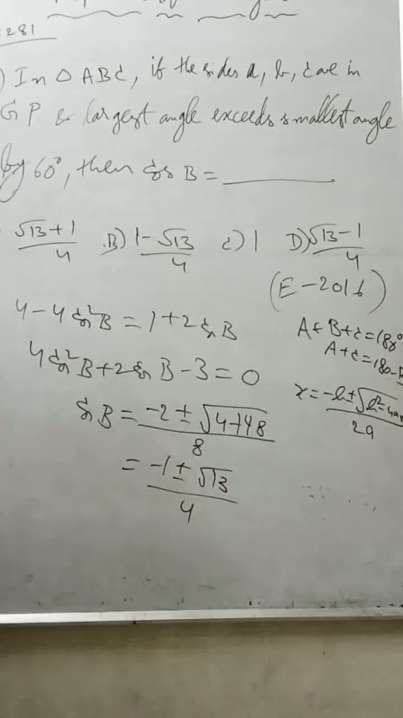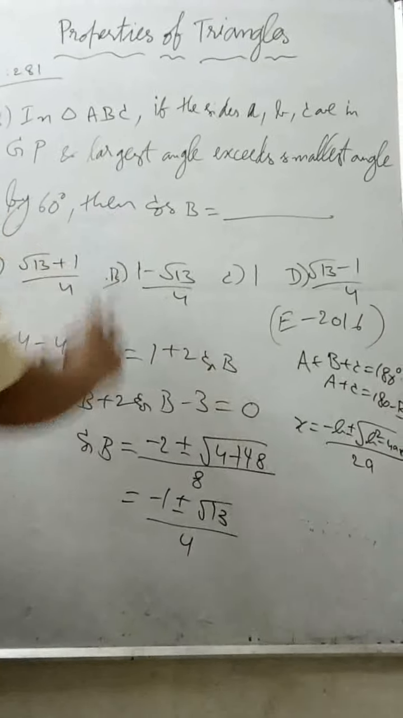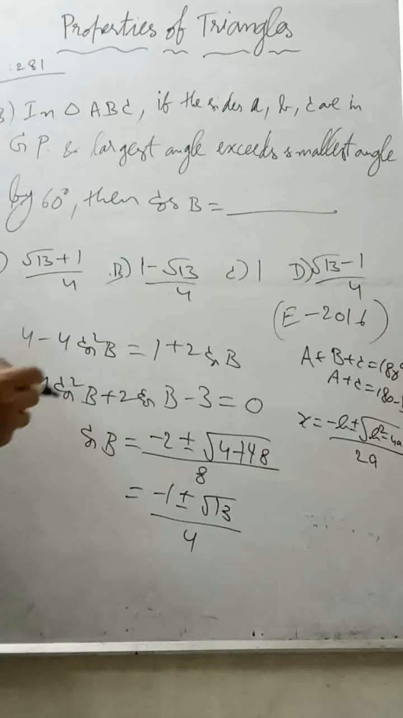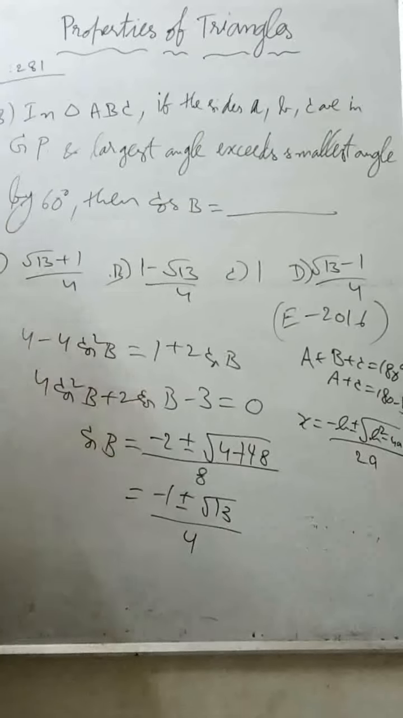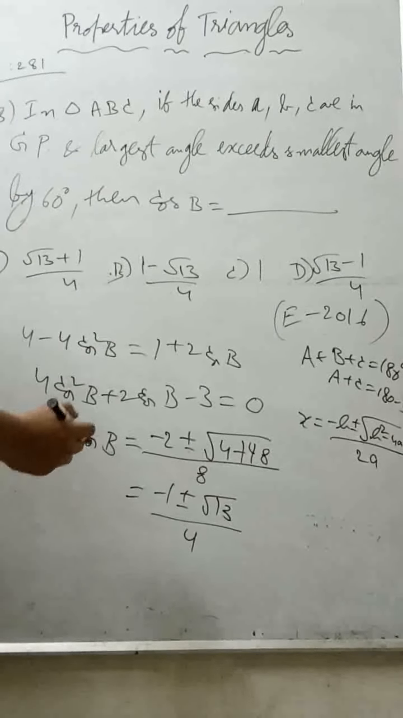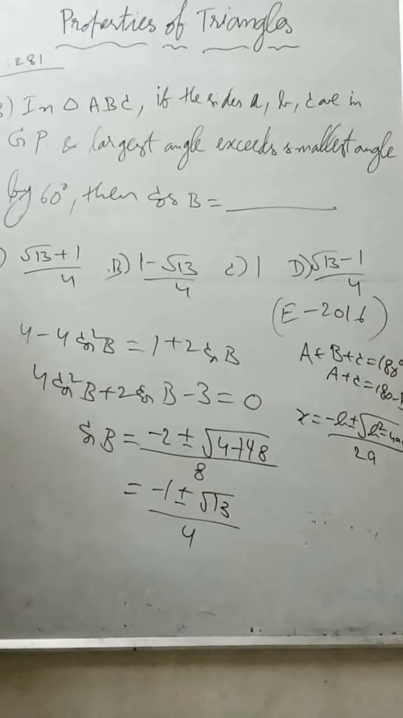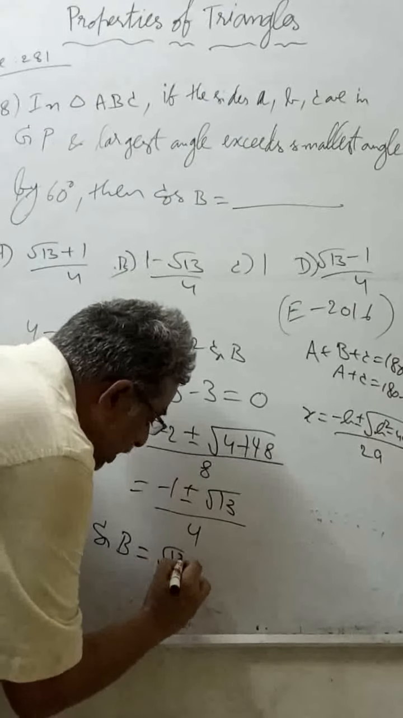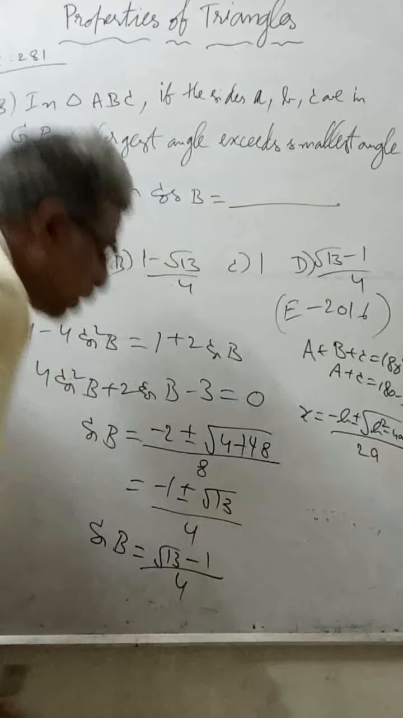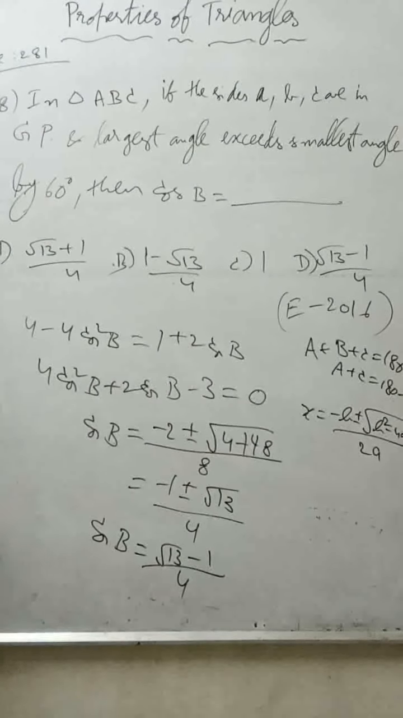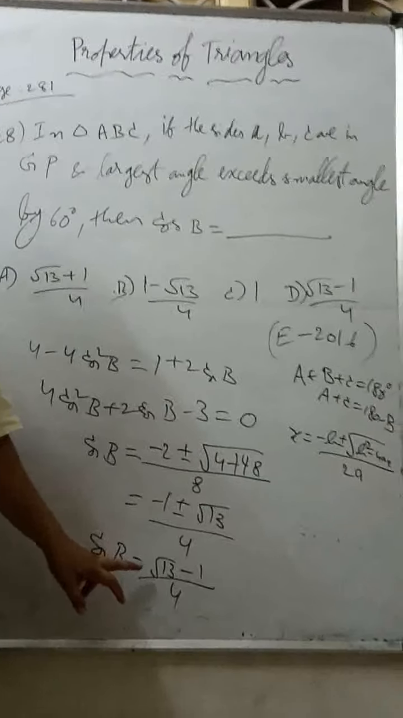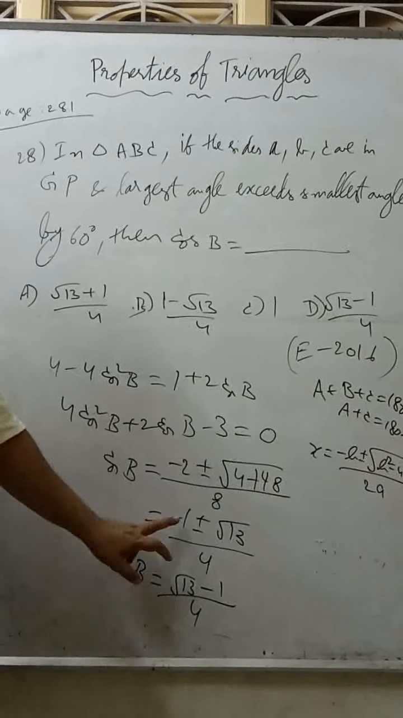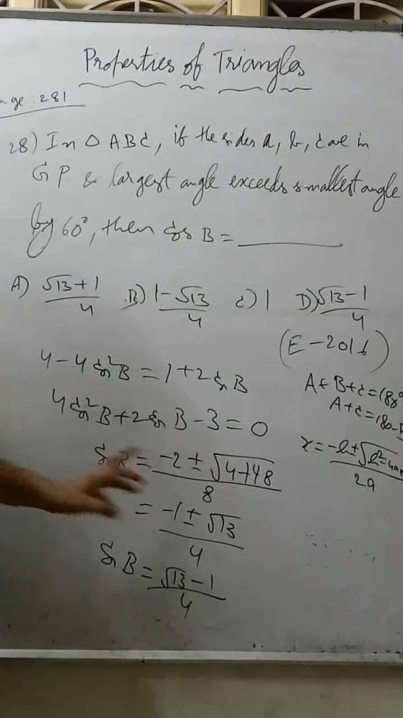Which is the correct option? Cos B cannot be negative, because see here. So I am taking it as root 13 minus 1 by 4 as the angle. So cos B equal to root 13 minus 1 by 4. I am not taking minus root 13. Here I am taking only positive root 13 minus 1 by 4. Why? Because cos B cannot be negative. If it is negative, it is an obtuse angle.